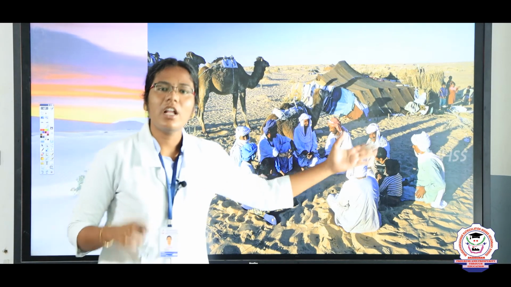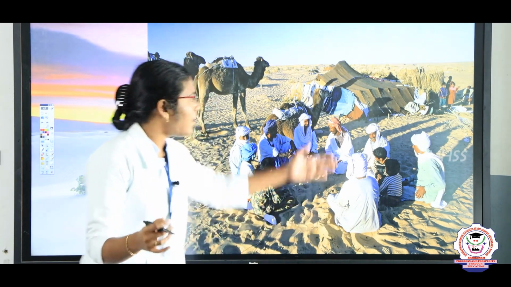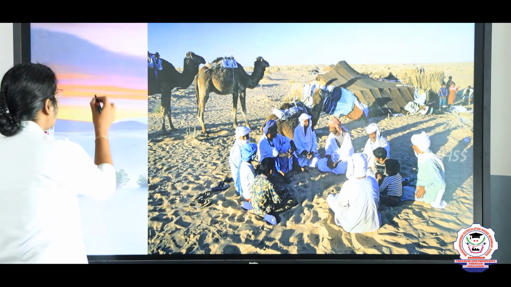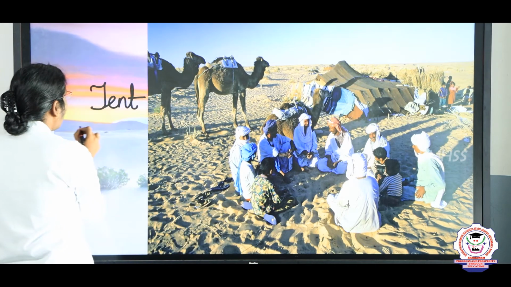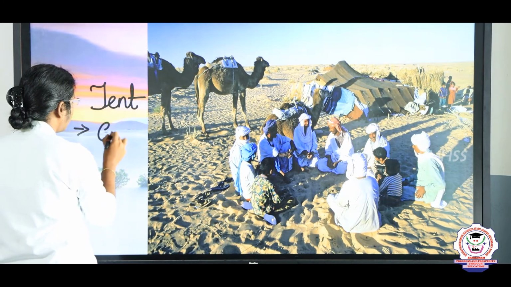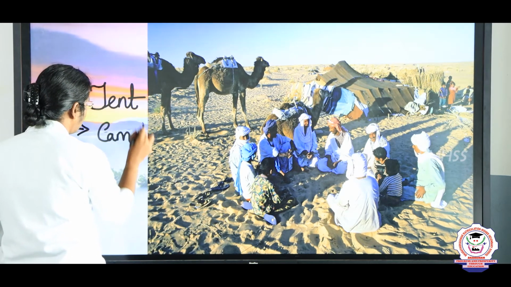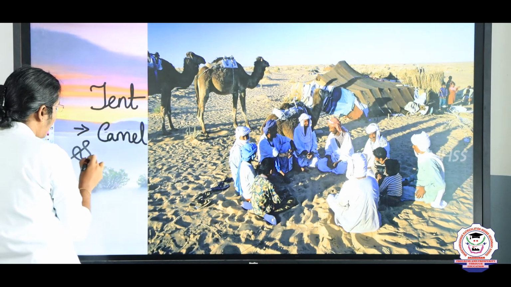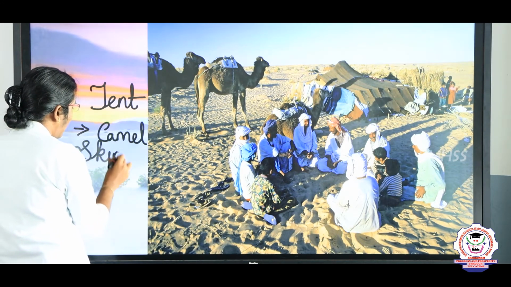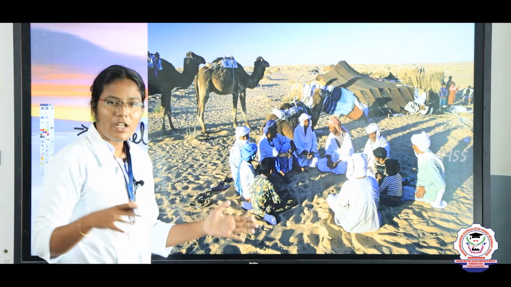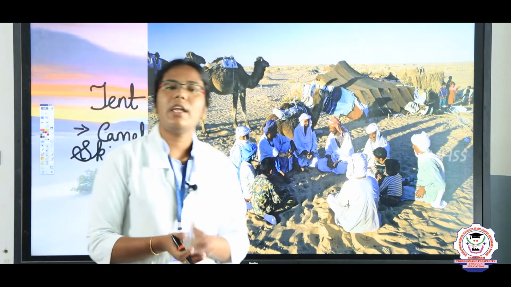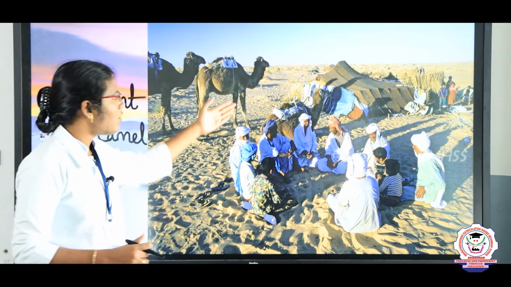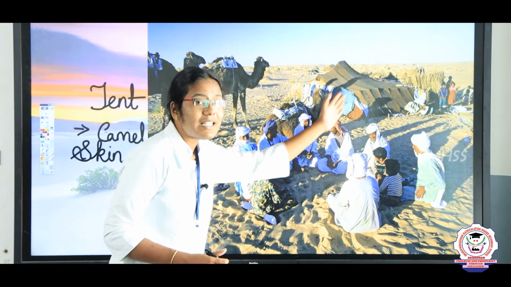I said, children, they are said to be Bedouins. They build their houses with the help of tents made of animal skin, like camel skin or goat skin. The people who live in Saudi Arabia are Bedouins, the nomadic life of Arabs, and they build their houses with camel skin or goat skin.